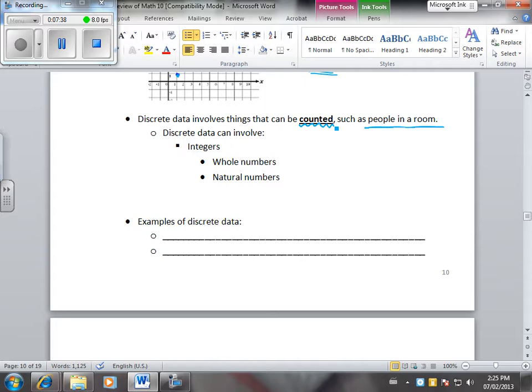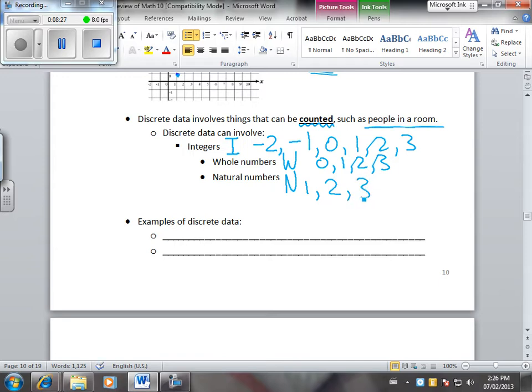When we're working with discrete data, we can involve things like integers. The symbol for integers is capital I. Whole numbers, the symbol is capital W, and natural numbers, capital N. So what are integers? You'll see this on the booklet that I give you on Tuesday, but integers include things like -2, -1, 0, 1, 2, 3. Whole numbers are positive, but they can start with 0. Natural numbers start with 1, and they're whole numbers. Natural numbers would exist in nature. And remember that 0, like infinity, is more of a concept than a number.